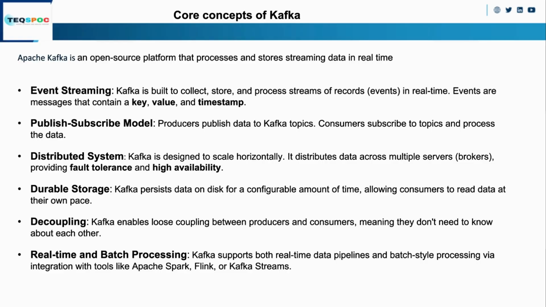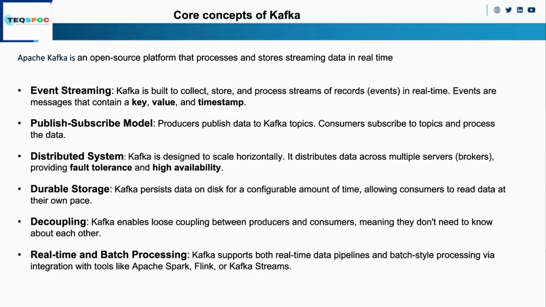Okay, so the second point is the publish subscribe model. Producers publish data to Kafka topics, consumers subscribe to topics and process the data. Since it's going to be event streaming, a streaming data continuously coming in 24/7, there would be some agency or factor that is producing the data, from where the data is flowing out. That one is known as the producer, where the data is getting generated 24/7, continuously without any interruption.